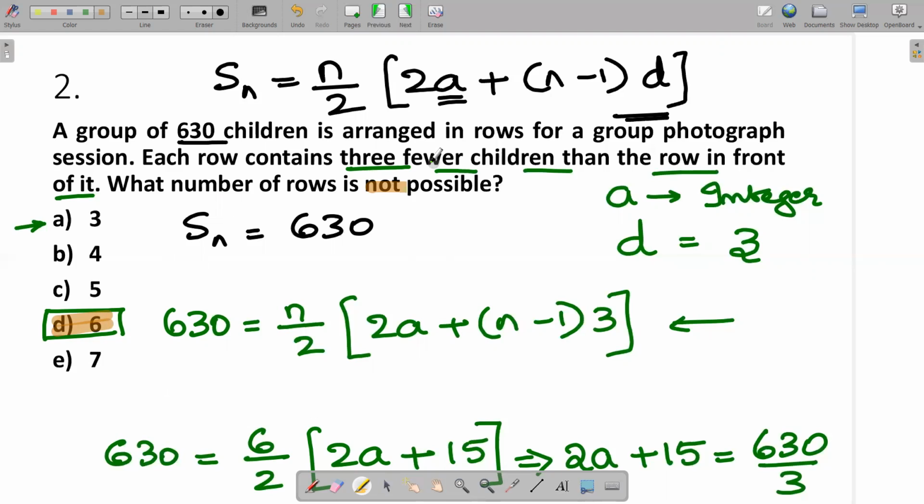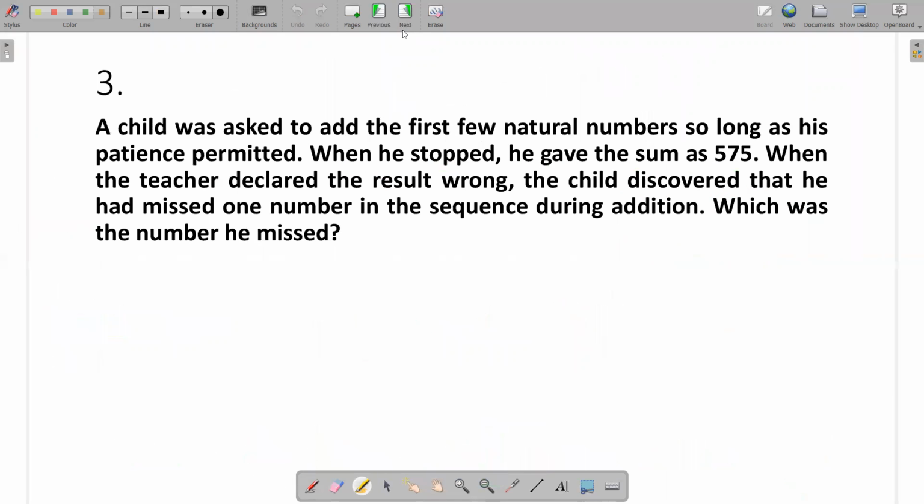All right. So I assume you are clear with the explanation for this question. Let's get into the third question now. Read this question carefully. It's a little lengthy question.